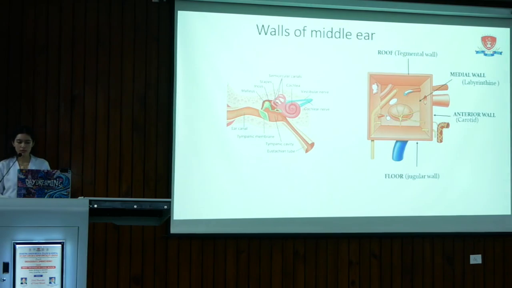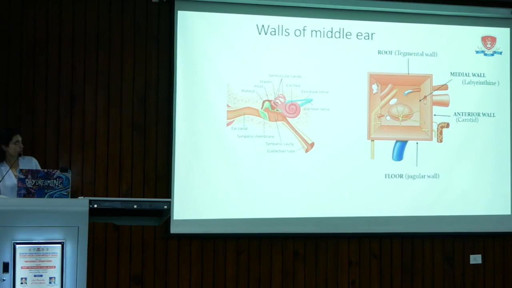A focused image of the middle ear tells us about the walls possessed by the middle ear. The roof, also known as the tegmental wall, the floor or the jugular wall, the medial wall, also known as the labyrinthine wall, the posterior wall, the anterior or the carotid wall, and lastly the lateral wall, which is also known as the membranous wall.